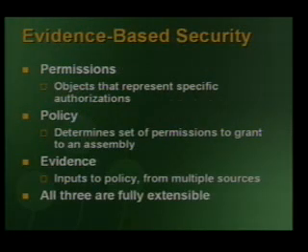We call this evidence-based security, and there's basically three fundamental types of objects in the system. We've already talked about the permissions that represent the authorizations. Then we have policy. Policy is the process of determining what set of permissions to give to an assembly. And policy depends upon what we call evidence, which is the collected set of inputs to the policy, and it can come from any number of sources as input to the policy system. All of these are extensible and customizable. You can define your own elements of the policy system. You can define your own types of evidence, and this is useful in particular scenarios. And of course, you can define your own custom permissions that work with the standard policy system.